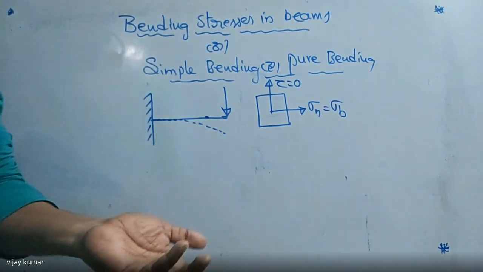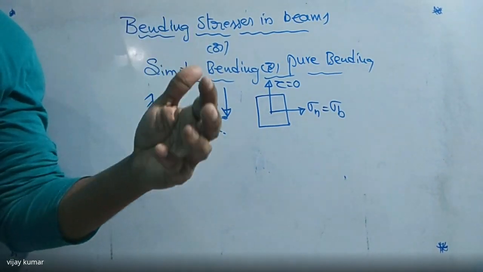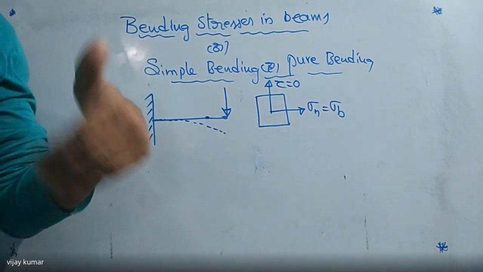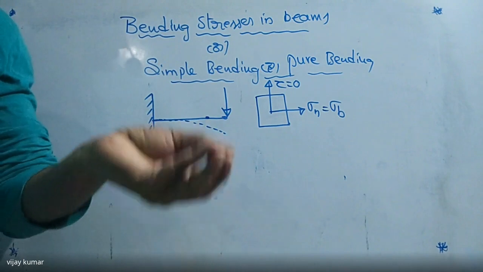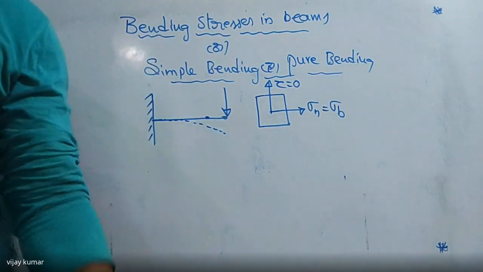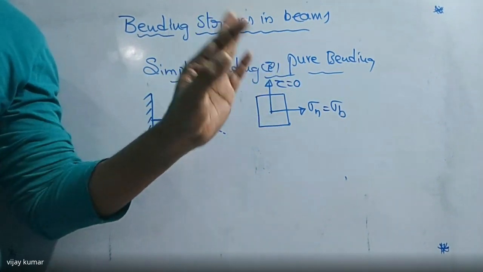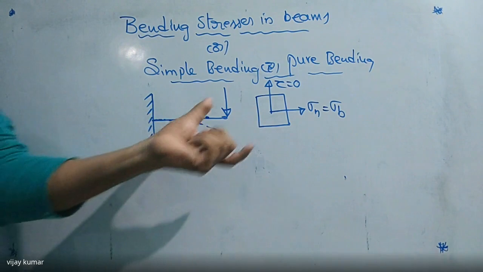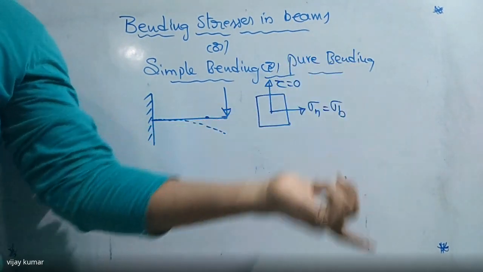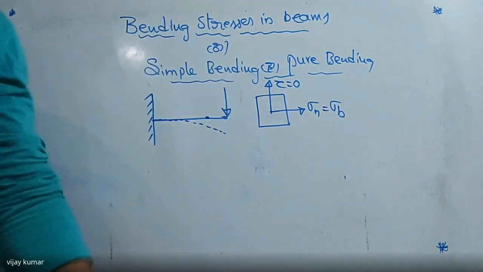In the case of shear stresses in beams, we say the opposite: the shear stresses are much greater than the bending stresses. That is in the next chapter, where we will discuss shear stresses in beams. There the bending stresses are negligible. Here, shear stresses are negligible, so we are not going to consider shear stress. We are going to consider only bending stress. That's why it is named pure bending. The shear stress becomes zero. It is also named simple bending, and also bending stresses in beams.